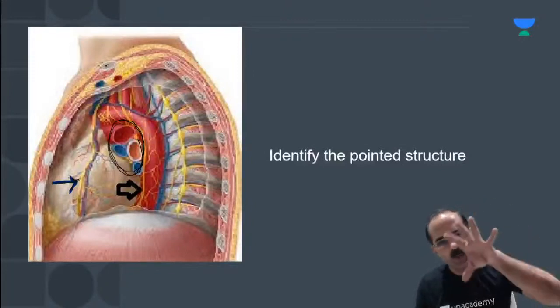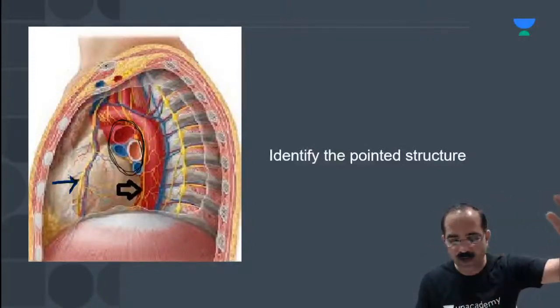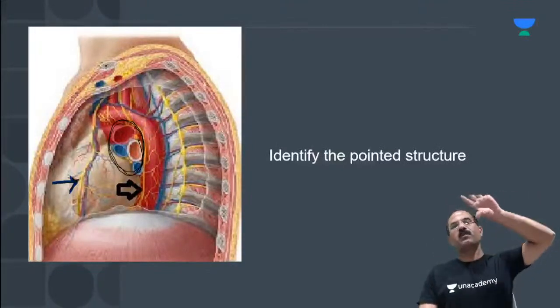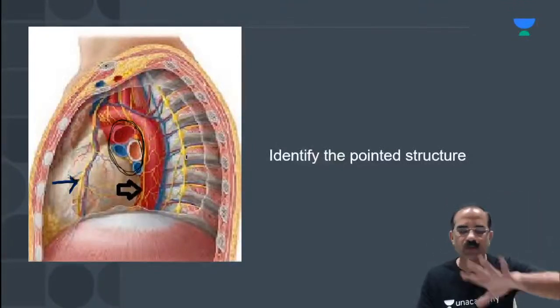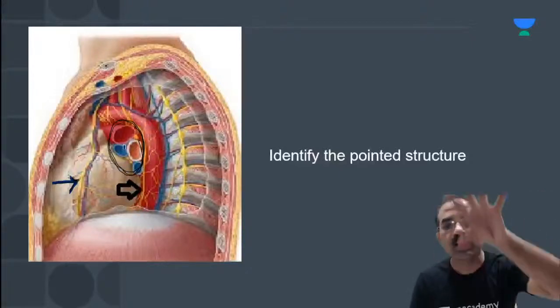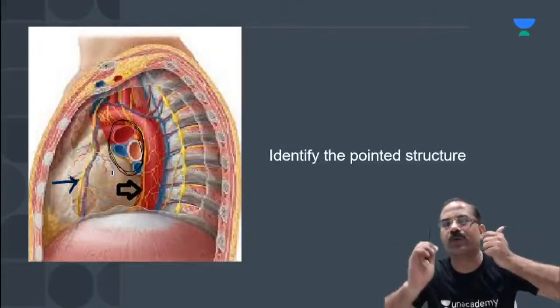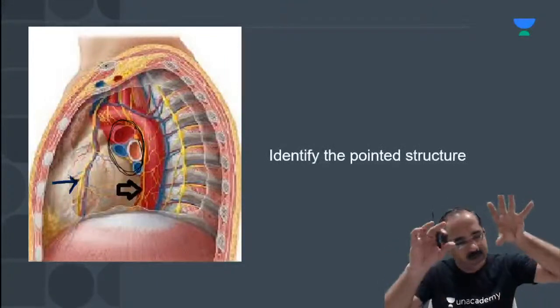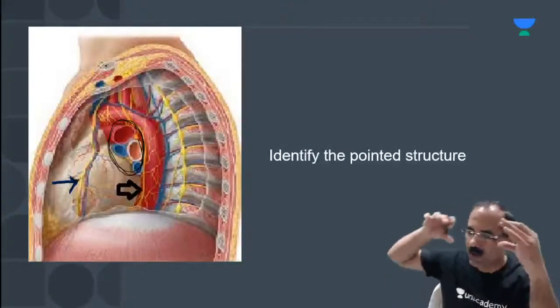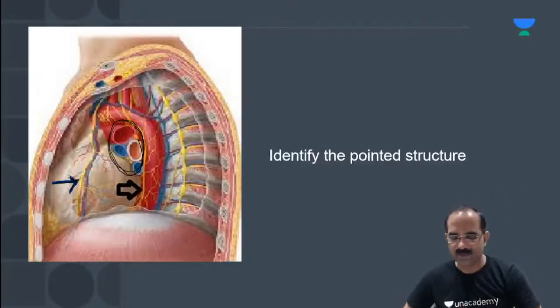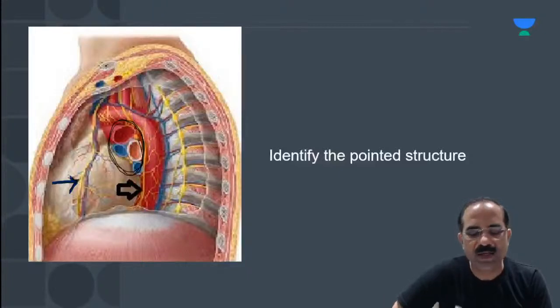Which side are you looking at this from? See, the part of the thorax in which the heart lies is known as what? Mediastinum. The part of the thorax in which the heart lies is known as the mediastinum. Now where are you looking at this from? Are you looking at this from the left side or from the right side? If you can answer this, where are you looking from?